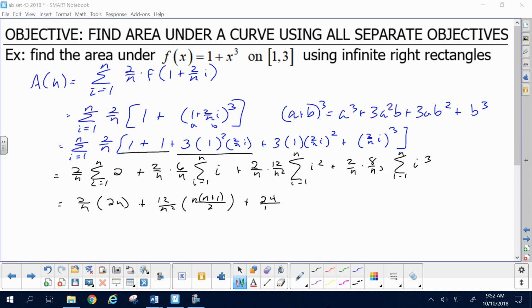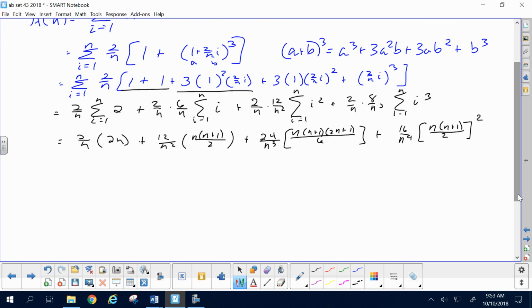The next is 24 over n cubed. The sum of a bunch of squares is on the front, but I can also tell you it's n times n plus 1 times 2n plus 1 all over 6. And then the last one is 16 over n to the 4th, and the formula for adding a bunch of cubes, 1 cube plus 2 cube plus, is rather strangely, to me, like the square of the sum of the first n. That's calculus. Although it's third power, it's the square of the sum. It's just great.